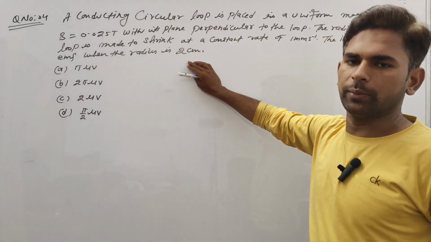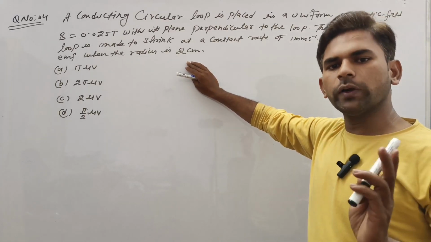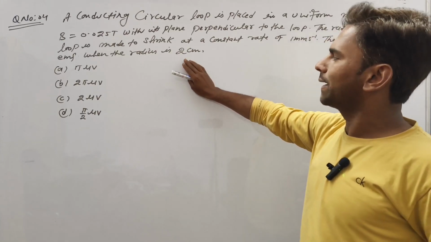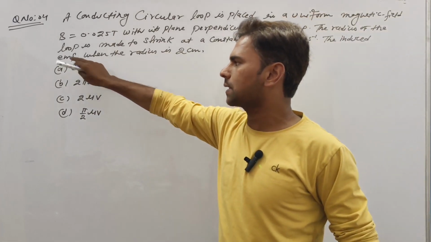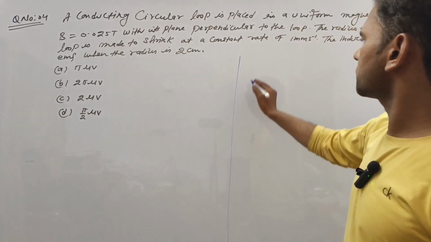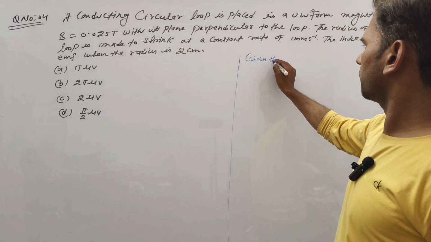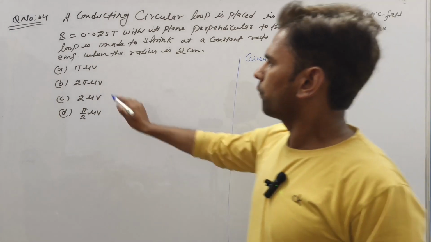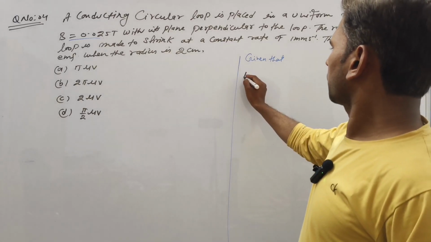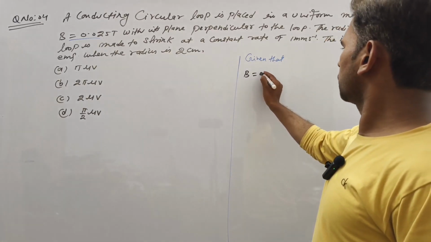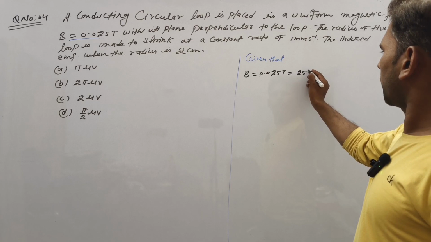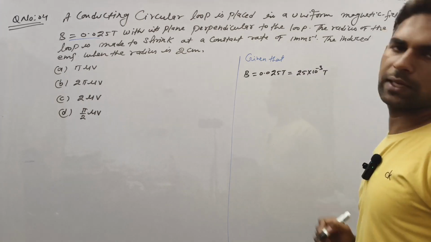Radius 2 centimeter. Last time we discussed the value of induced current at time t equal to 2 seconds, but here the radius is 2 centimeter and they are asking for induced EMF. So how can we find the value? First, you will write the given values. What is given? First, the magnetic field is given, so you can write magnetic field B is equal to 0.025 Tesla. You can simplify it as 25 multiplied by 10 power minus 3 Tesla.